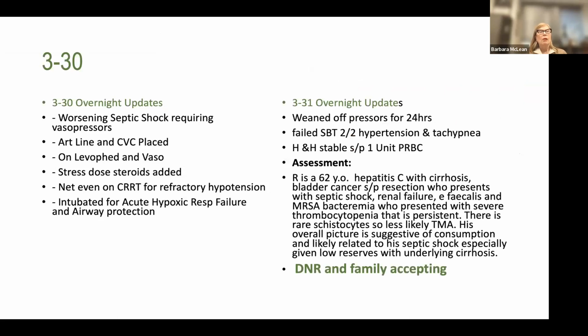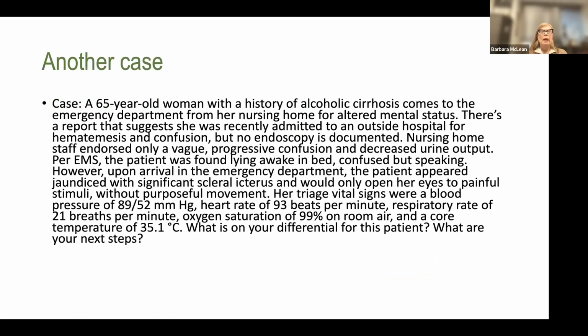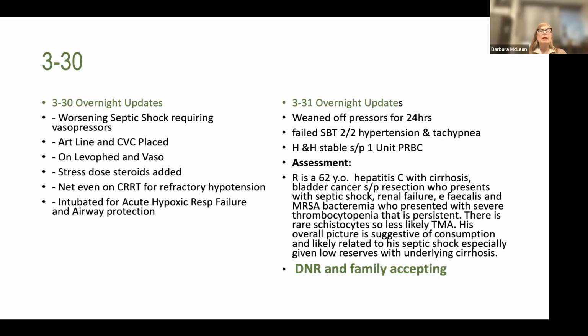Okay. All right. 3/30 gets worse. Right. 3/31 overnight. They weaned him off the vasopressors for 24 hours. Tried to wean him from the ventilator, but he failed. Spontaneous breathing trial. Had very significant hypertension, tachypnea. He did get a unit of packed cells because his hemoglobin dropped. And he passed away on 3/31 that night, that evening.